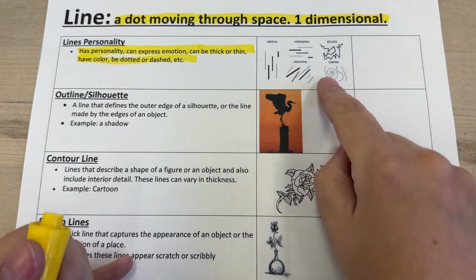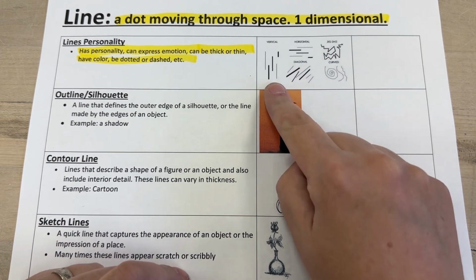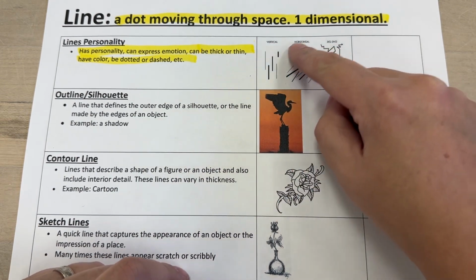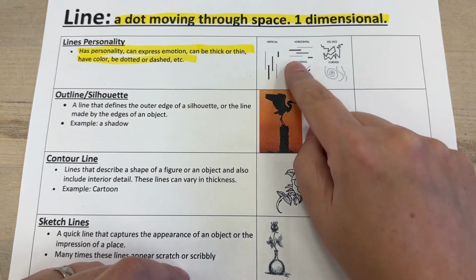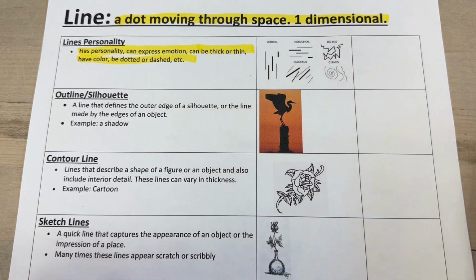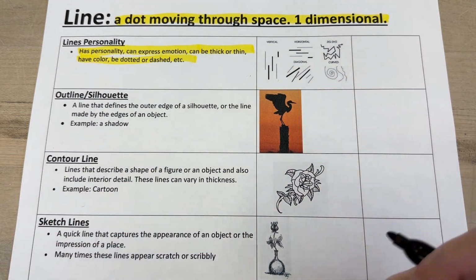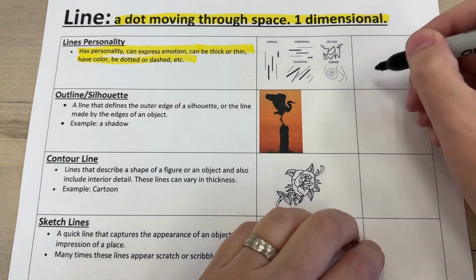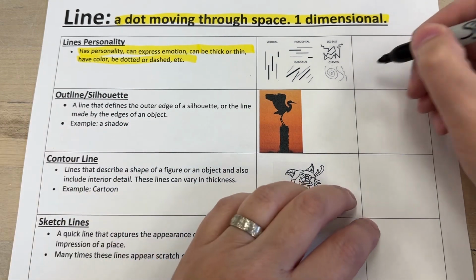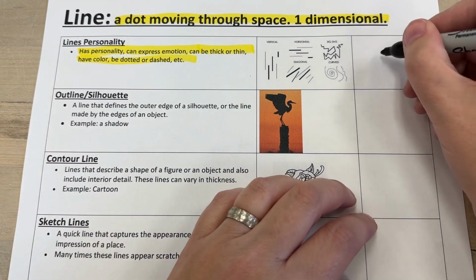So I've got some examples over here of different kinds of lines. We've got vertical lines and thick and thin, horizontal lines, diagonal lines. We've got some zigzag lines and curved lines. So over on this little box, I want you to think of some other types of lines that have some type of personality. So I want you to think about thick and thin.